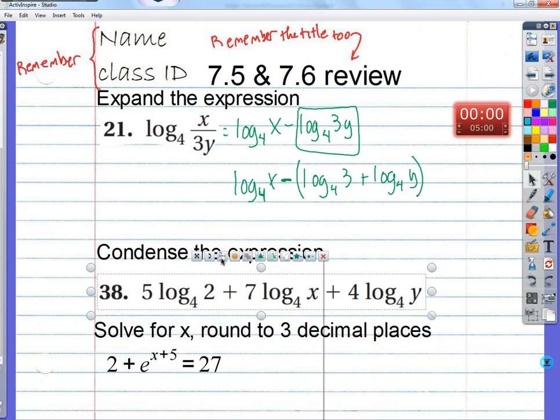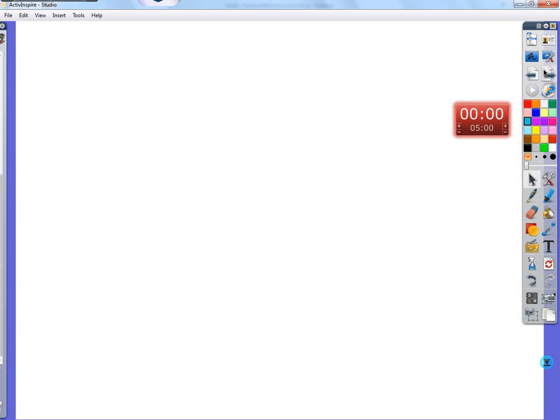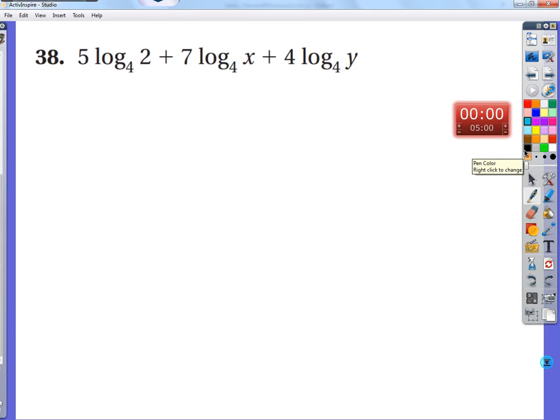We're going to condense this one. Do that on another page. I recommend first starting with the coefficients you might have, and then working left to right.